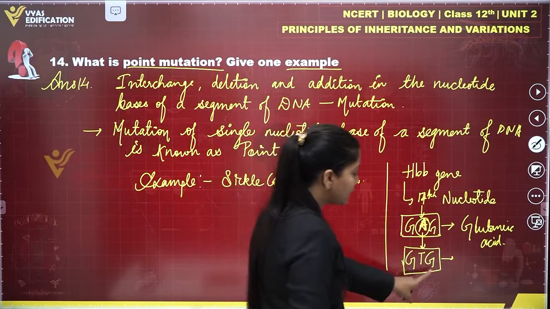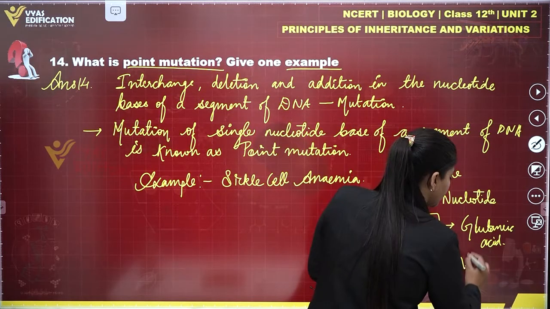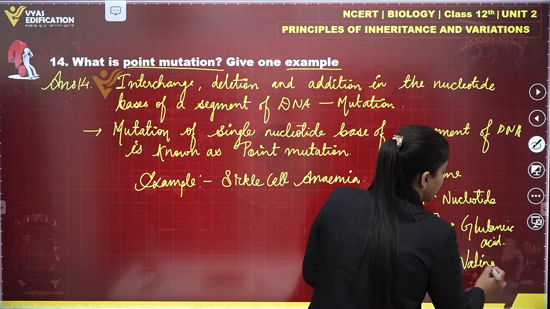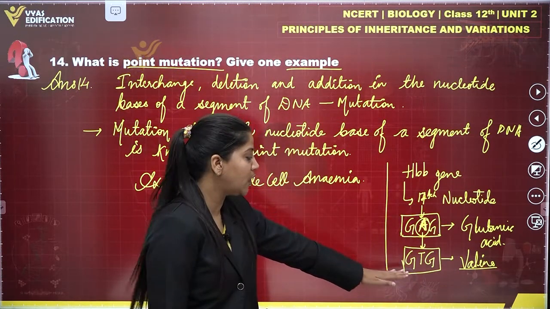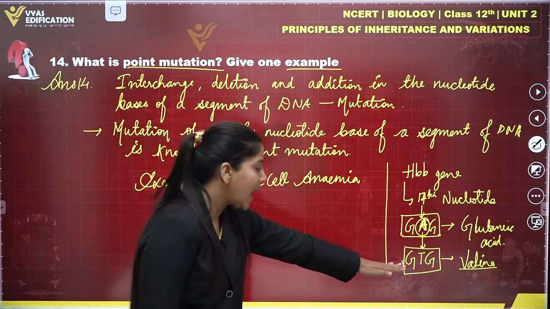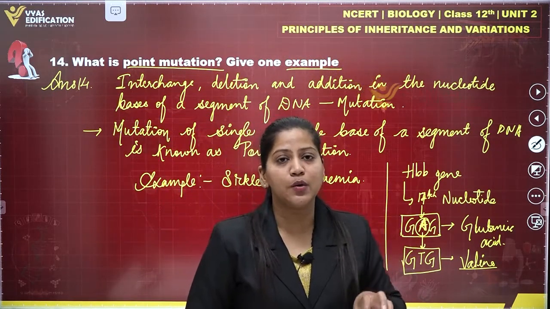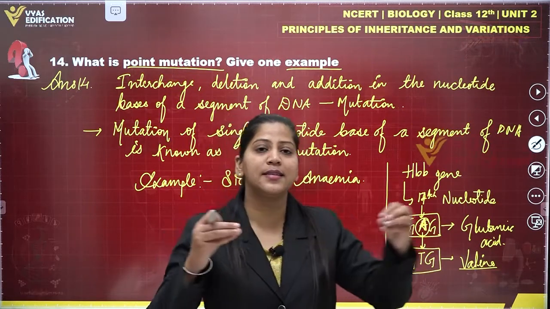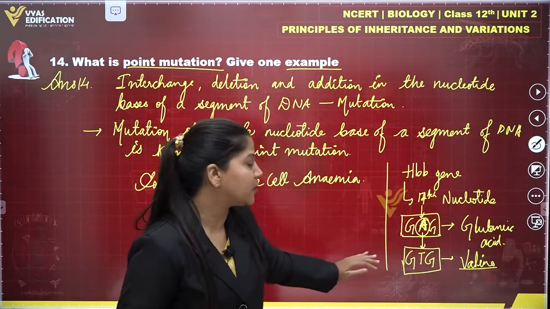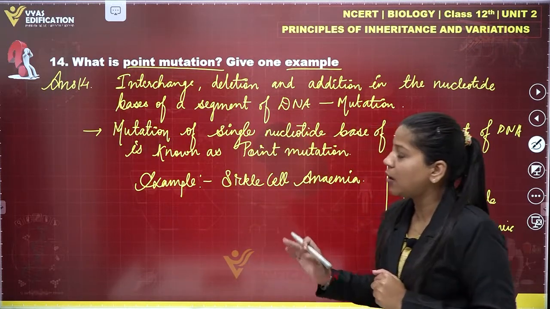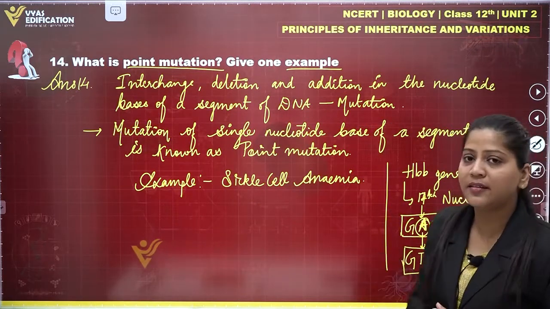So this codon now produces another type of amino acid, known as valine, which is an abnormal condition. When this reaches an individual, it produces erythrocytes in a sickle shape, and this disorder is known as sickle cell anemia. So this is all about question number 14, and this is the complete solution of it.